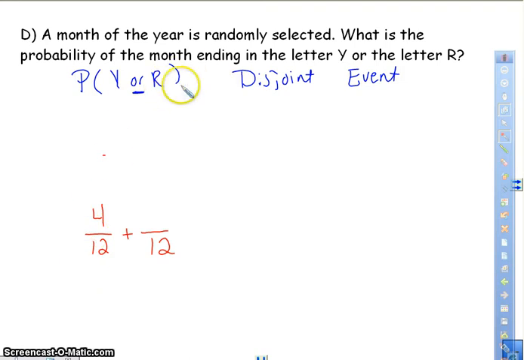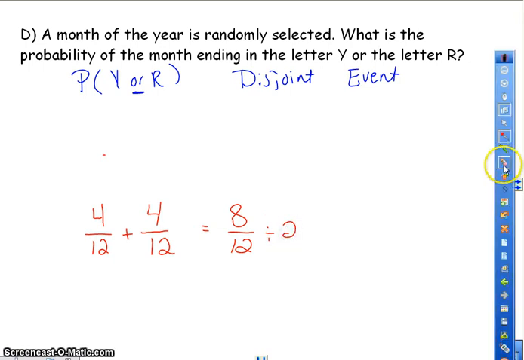So now I need my months that end in R. So I have January, February, March, April, May, June, July, August, September, that's 1, October, 2, November, 3, and December, 4. Okay, so 4/12 plus 4/12 is 8/12. Remember, your denominator stays the same. And now I will simplify. Oops, I can simplify it by 4, so that's what I'm going to do.